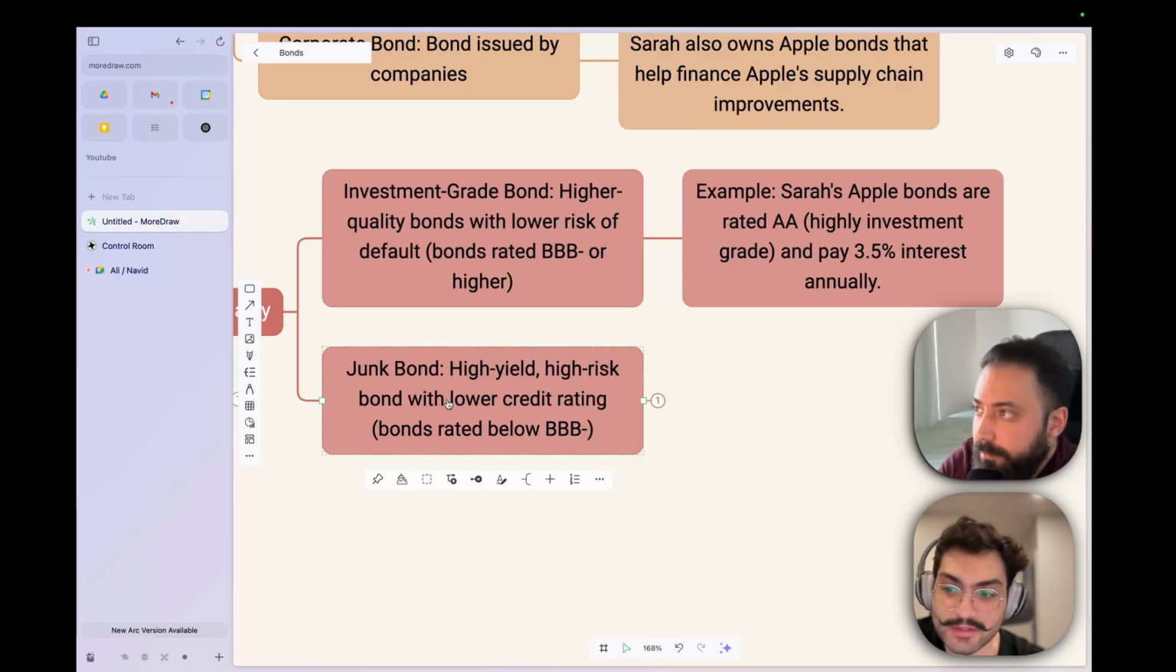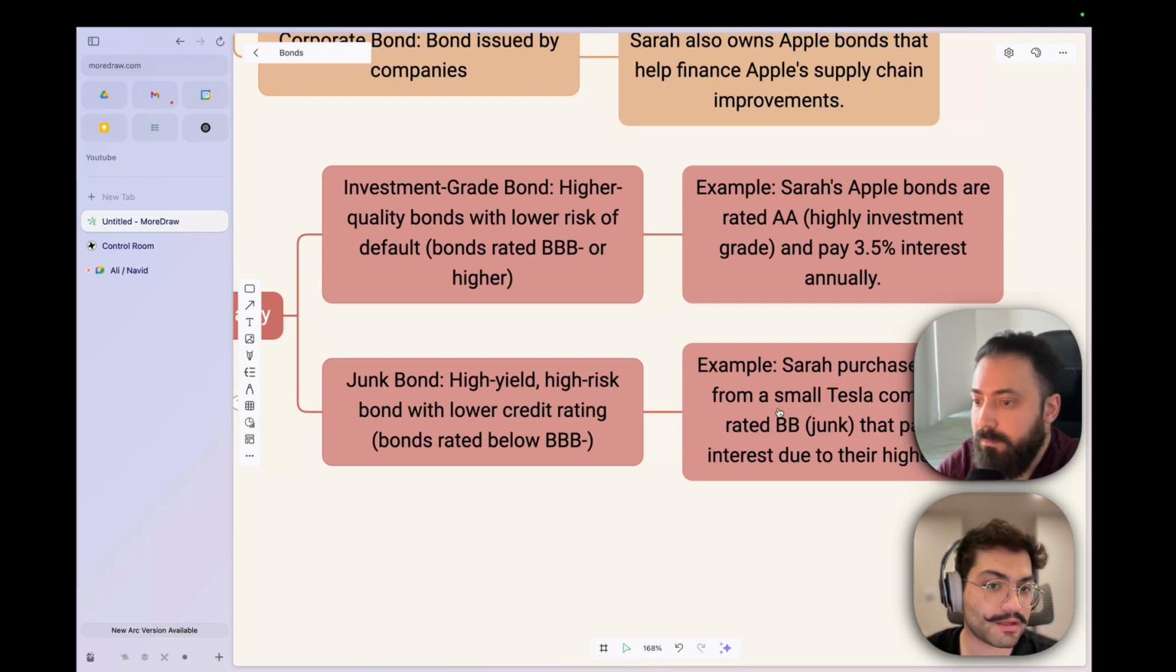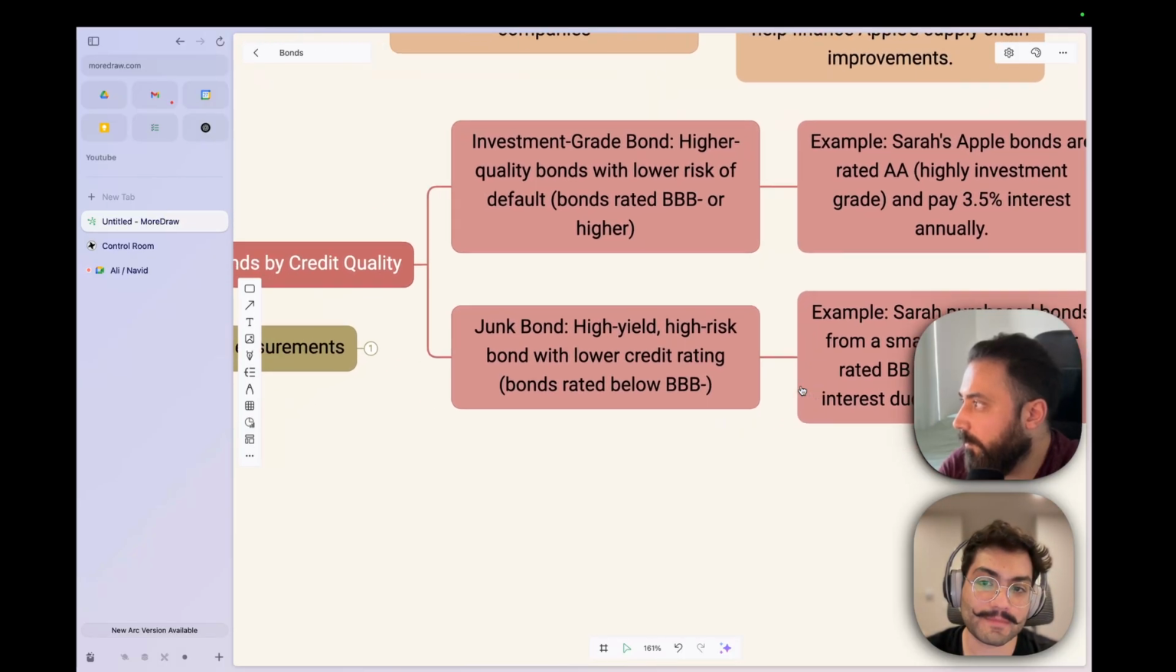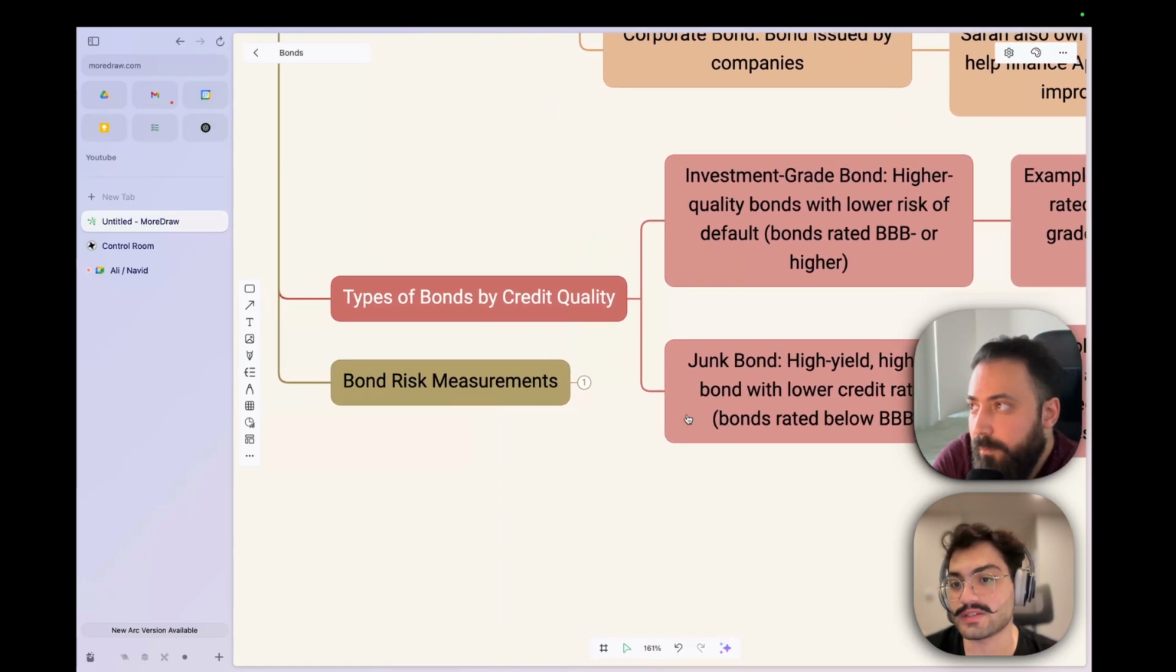On the other hand, we have the junk bond, which usually has a higher yield, but also higher risk, because these are bonds whose rating assessment is below BBB. For example, let's say she buys from a small competitor of Tesla, and they pay 8%, but they are BB. So what is the issue if you get this? What is the risk?